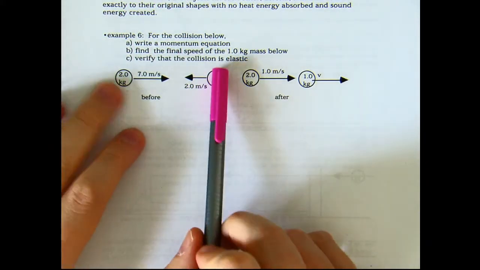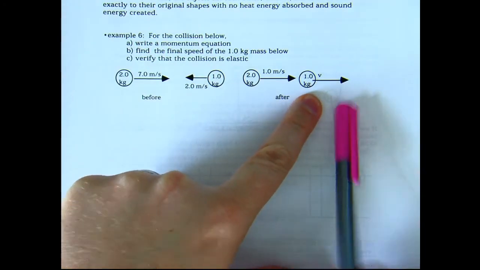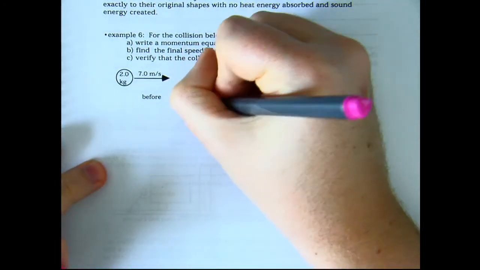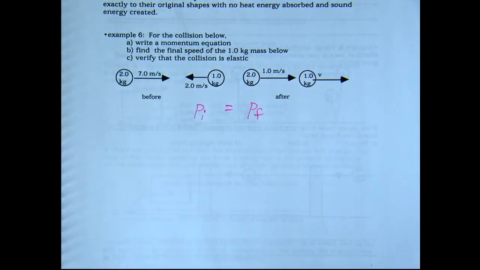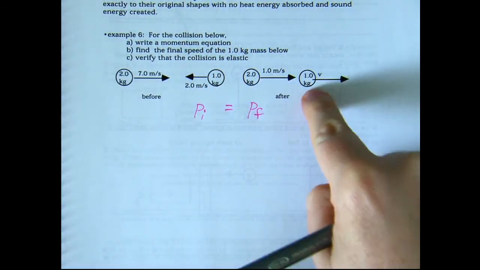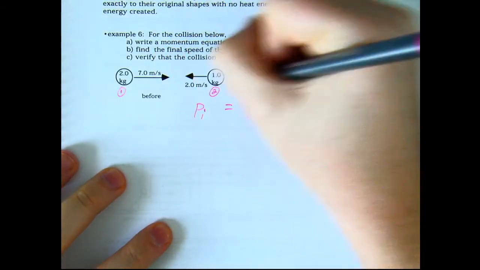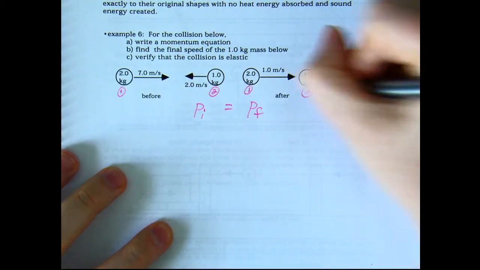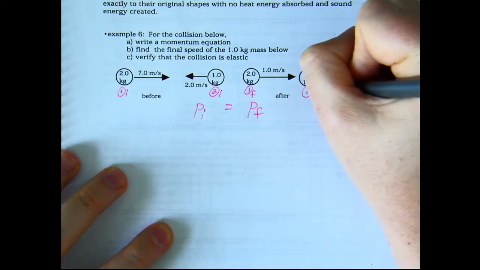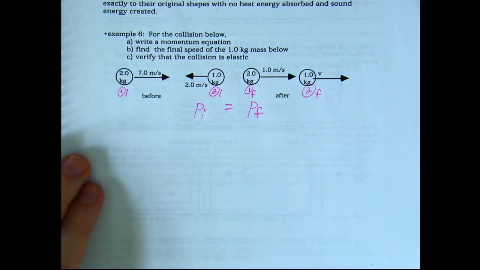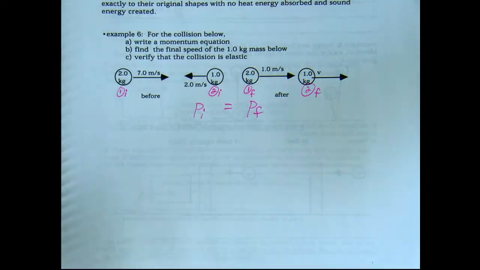So at the beginning, these guys are coming at each other. At the end, they're both going off to the right. So we're going to use conservation of momentum, because every collision has conservation of momentum, to figure out how fast that object's going. I'm going to call this object 1 and this object 2. So this is 1 initial, this is 2 initial, this is 1 final, this is 2 final. Because they're all separate objects, I have to address the momentum of each one on both sides.